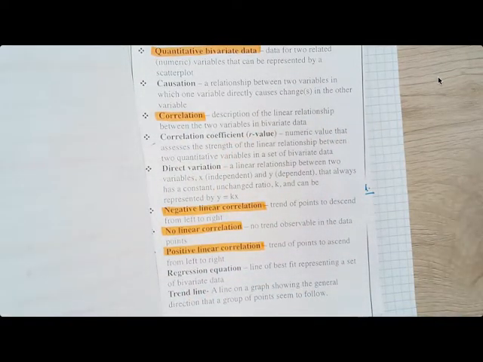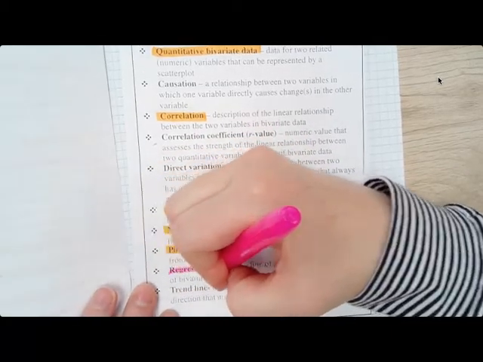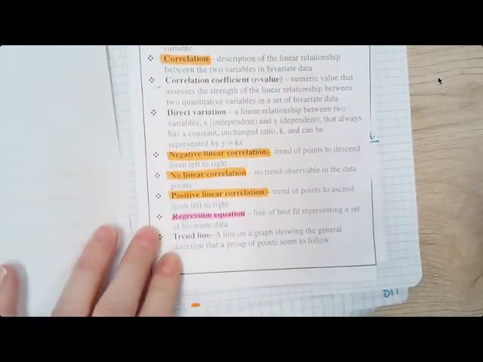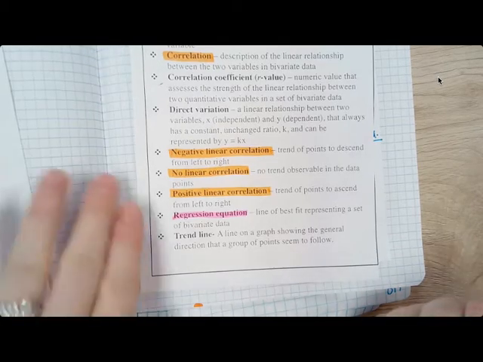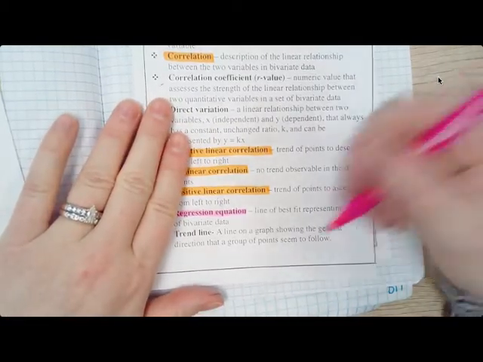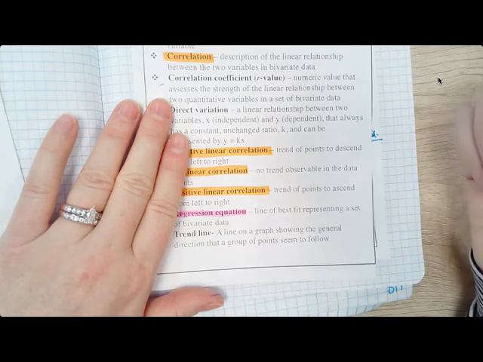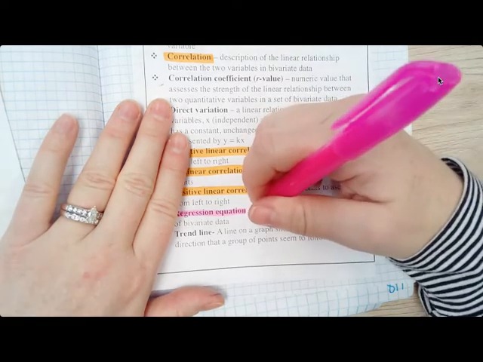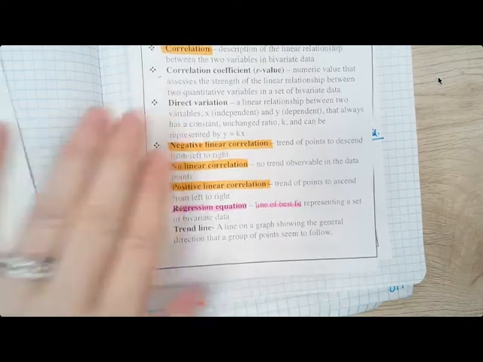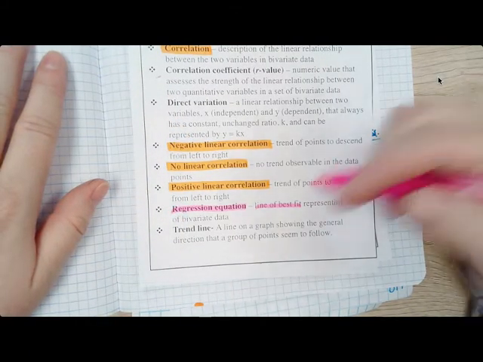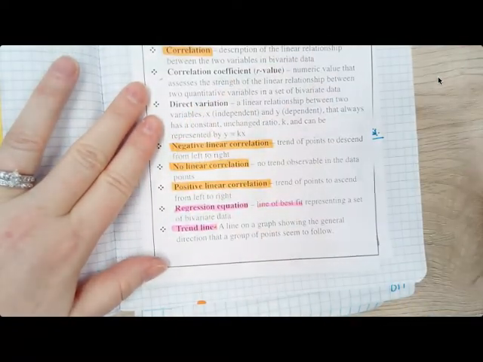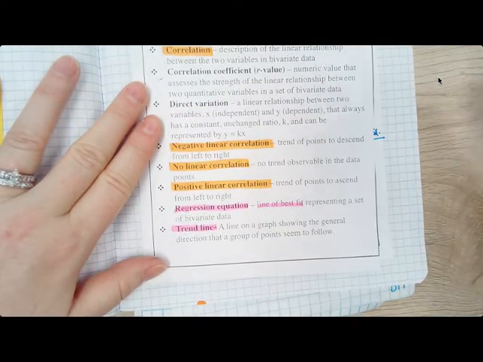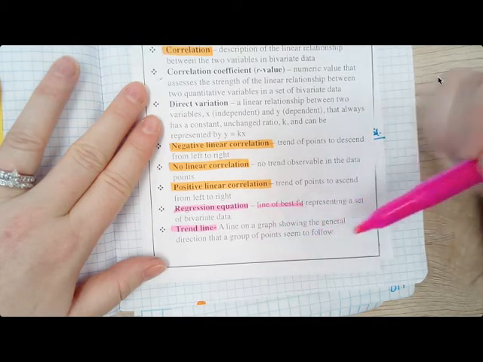Today we are going to talk about regression equation. Regression equation is a line of best fit representing a set of bivariate data. So we are going to come up with an equation for a line that goes to the scatter plot. So a line of best fit. That's all it is. Trend line: a line on the graph showing the general direction that a group of points seem to follow.